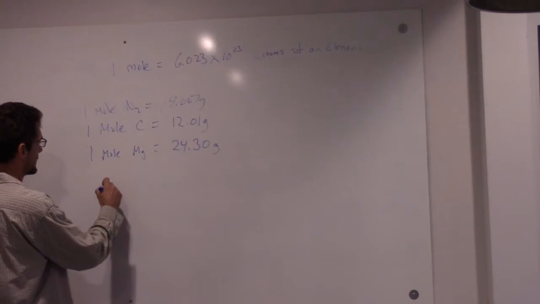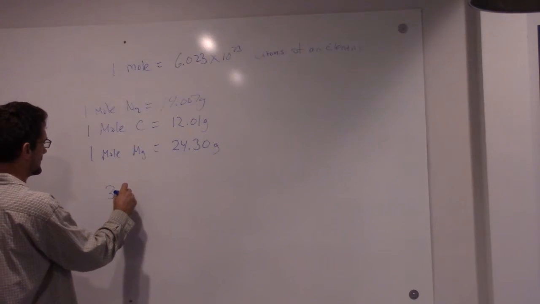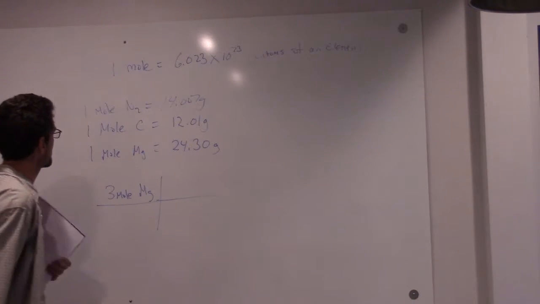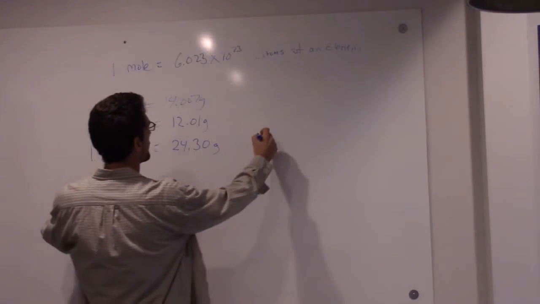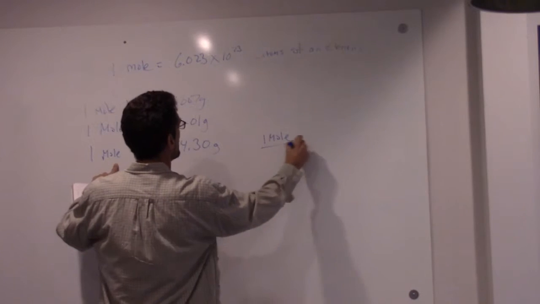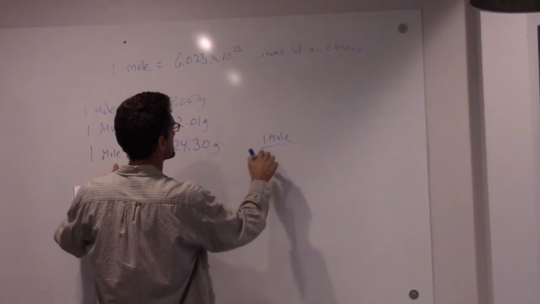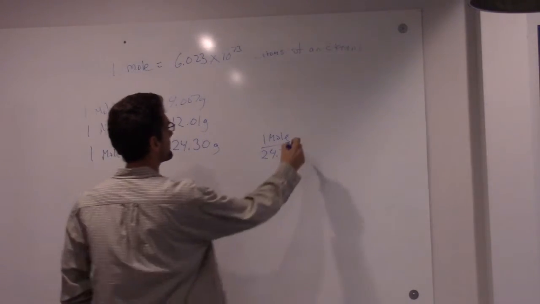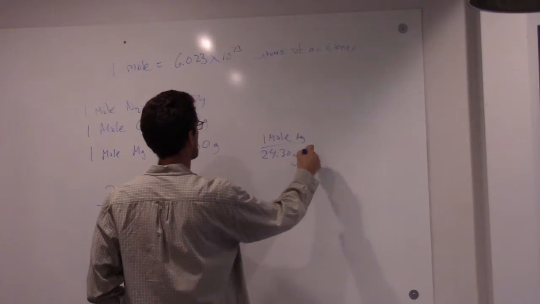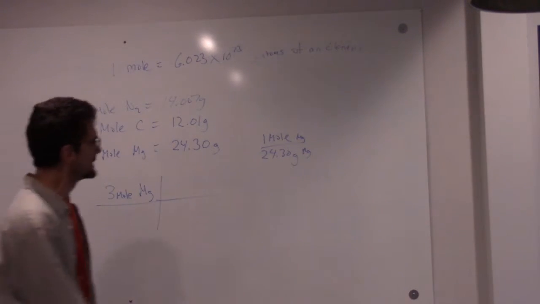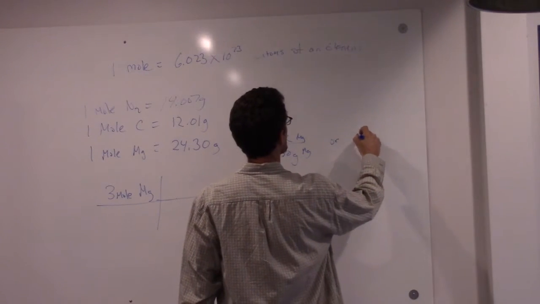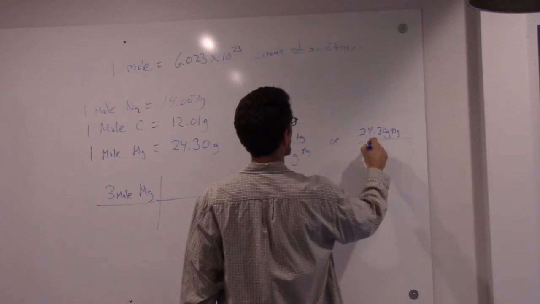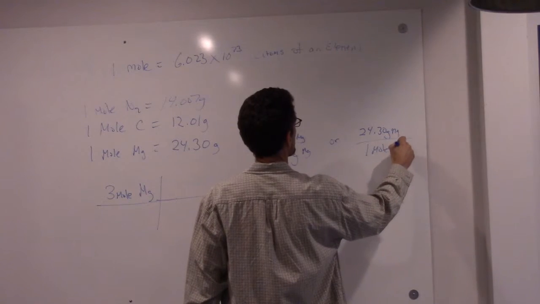So we're going to say, well, 3 moles of magnesium. Let's see, do we have a conversion factor? Yeah, well, we got this. We got 1 mole over 24.30 grams. 1 mole of magnesium is equal to 24.30 grams. Or we can say it the other way. We can say 24.30 grams of magnesium is equal to 1 mole of magnesium.